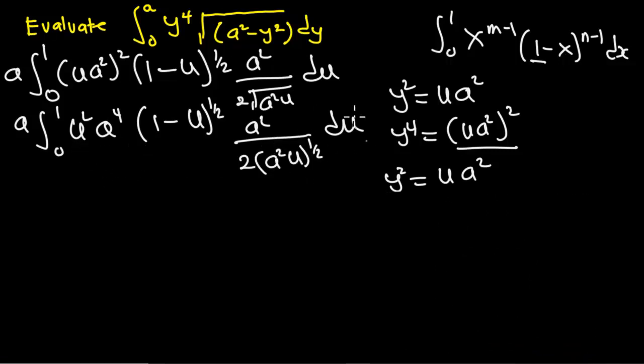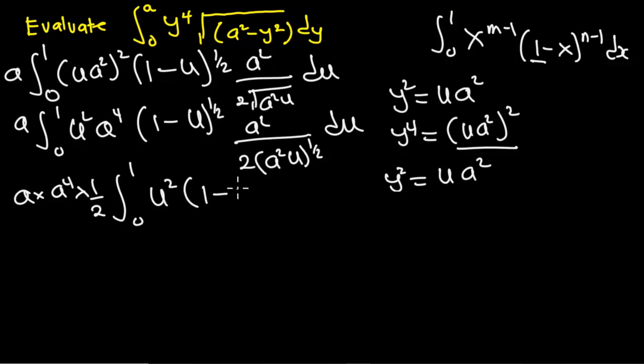Now from here, since we are differentiating with respect to u, it means that 2 is a constant and a is also a constant. So we can bring that one out. So doing that, we are going to have a times a exponent 4, and then these two out, so we are going to have times 1 over 2 multiplying the integral from 0 to 1. Here you'll be left with just u squared multiplying 1 minus u exponent half, and then here the 2 is gone, so we are going to be left with a squared over, now here we can also write this as a exponent 2 times half times u exponent half all du.